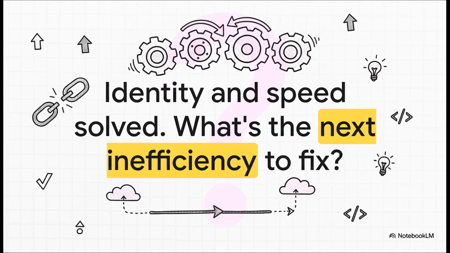Look, you've just figured out how to solve identity chaos and performance bottlenecks. You have eliminated two major sources of friction from your daily work. So the question I want to leave you with is this. Now that your commits are clean and your code is fast, what's the next inefficiency in your workflow that you're going to conquer? What's the next small improvement you can make that will have a huge impact?